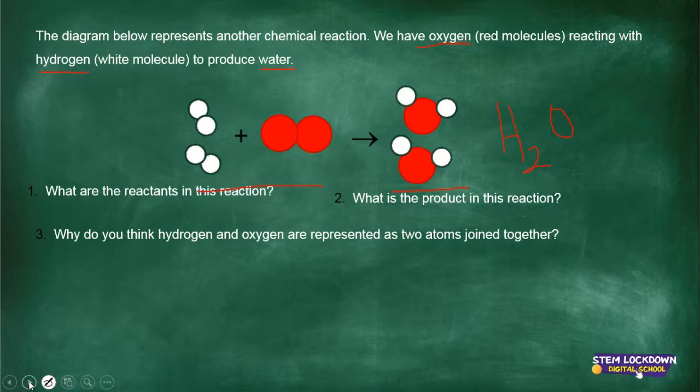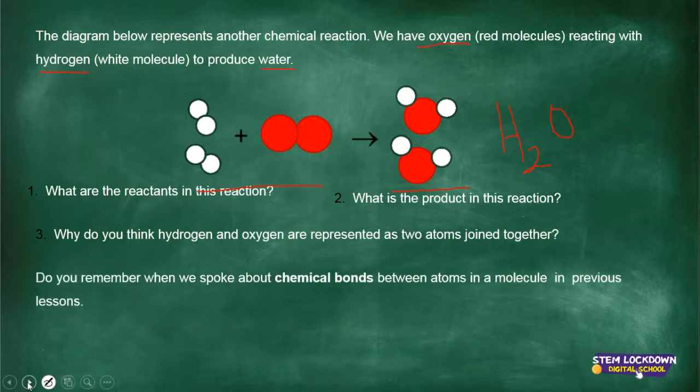So why do you think hydrogen and oxygen are represented as two atoms joined together? Okay, so it's something to think about. Why do you think hydrogen and oxygen atoms are joined together? Do you remember when we spoke about chemical bonds? We say chemical bonds between the atoms in a molecule. We did this in a previous lesson.